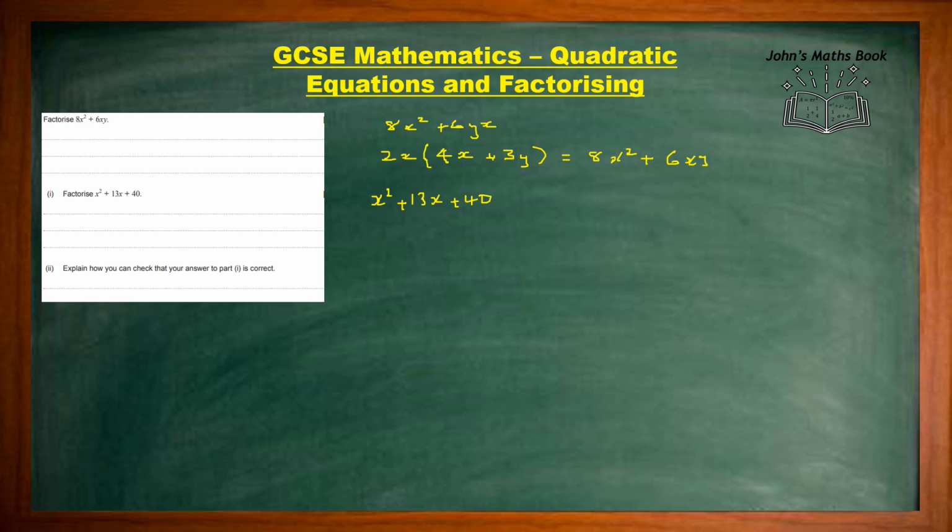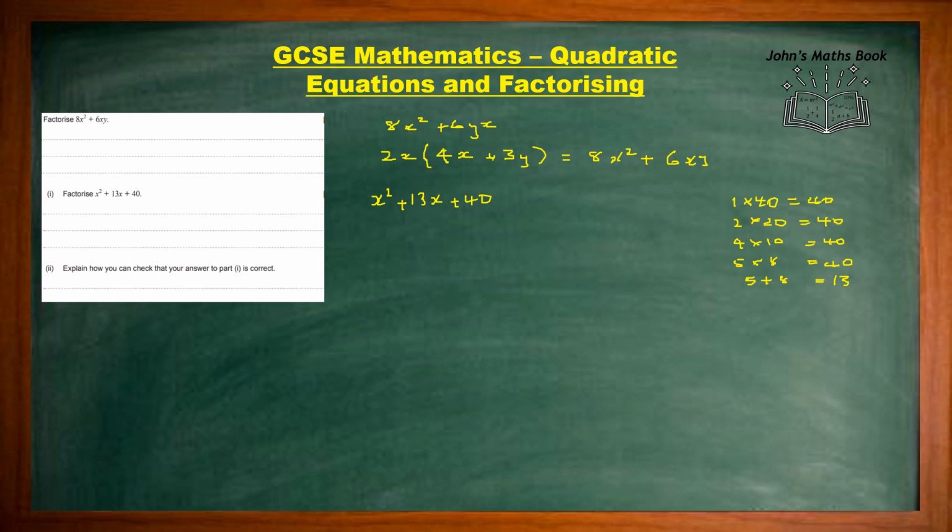Factors of 40 are 1 times 40 gives us 40, but it doesn't add up to 13. 2 times 20 gives us 40, but 2 and 20 add up to 22. We have 4 times 10 gives us 40, but 4 and 10 add up to 14. And then we have 5 multiplied by 8, which is equal to 40, and 5 plus 8 is equal to 13. So there are two numbers, 5 and 8.